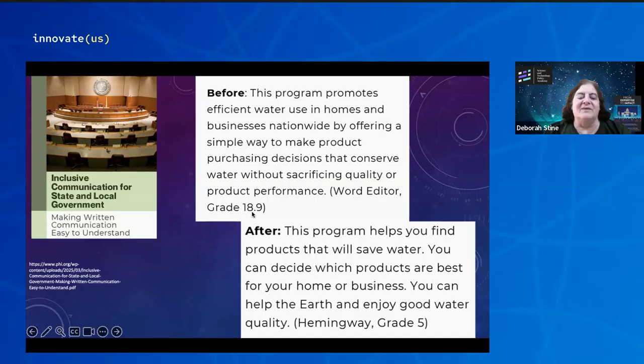You'll see here that the grade level for this is 18.9, which really amazes me because it doesn't seem that high to me, but I guess it is. So they used a tool called Hemingway, which I'll show you next, to improve this and make it more accessible to more audiences. So this program helps you find products that will save water. You can decide which products are best for your home or business. You can help the earth and enjoy good water quality. That reduces the content of what you're trying to say to grade level 5.